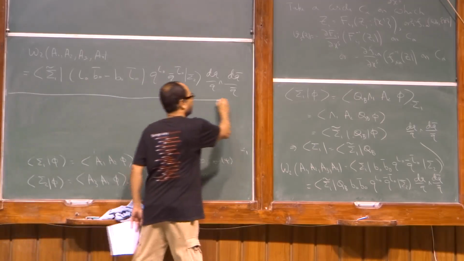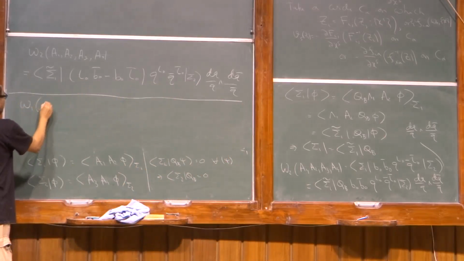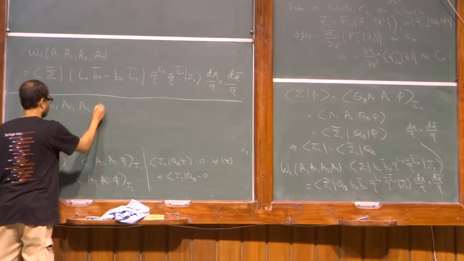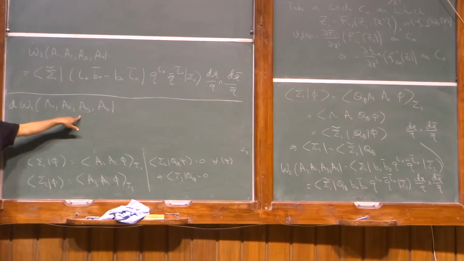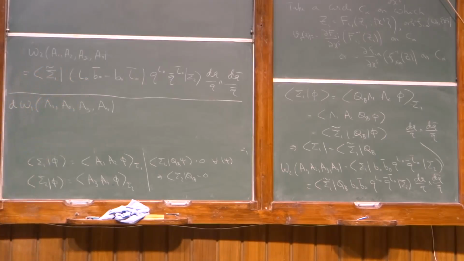Now let's look at the right hand side, which I have erased unfortunately, but I'd like to do again. On the right hand side, you are supposed to calculate omega 1 of lambda 1 A2 A3 A4, because omega 2 of this is supposed to be d omega 1 of this, because A1 is QB lambda 1. All the others are the same. So this is d, and now I have to remind you what omega 1 was.